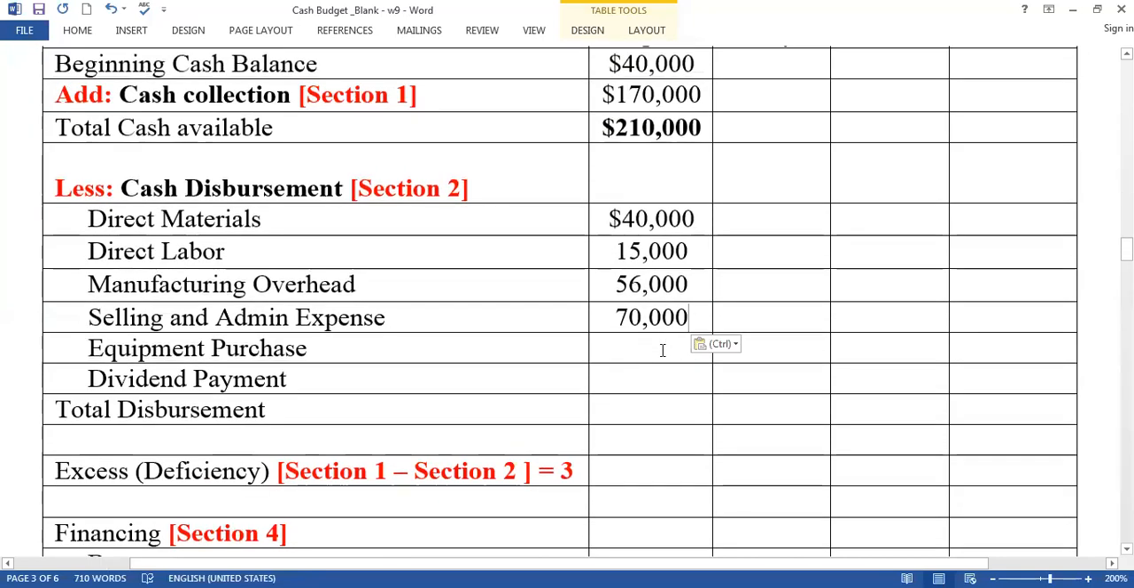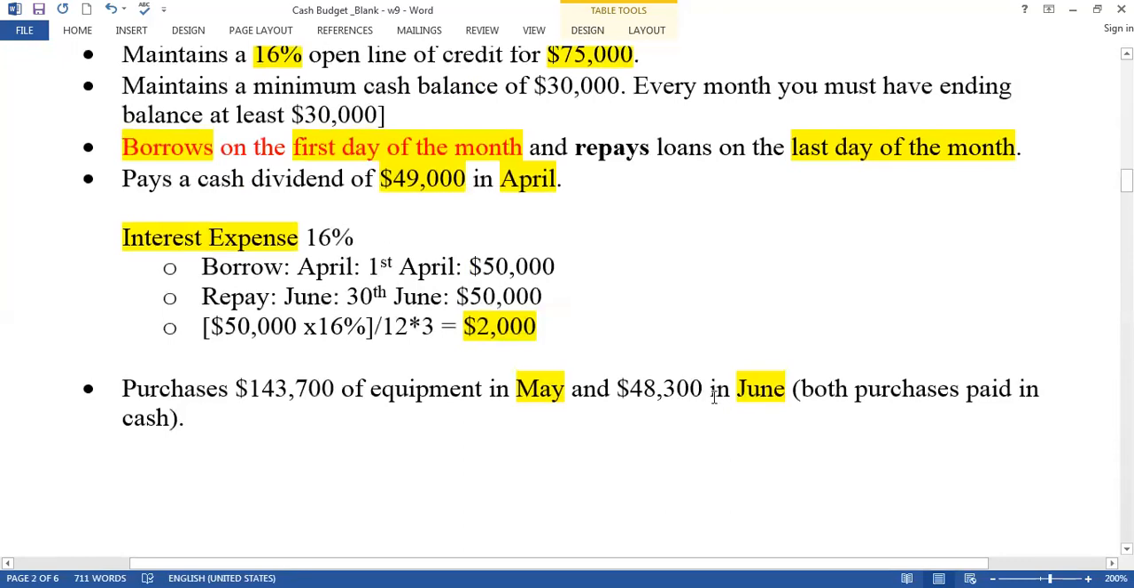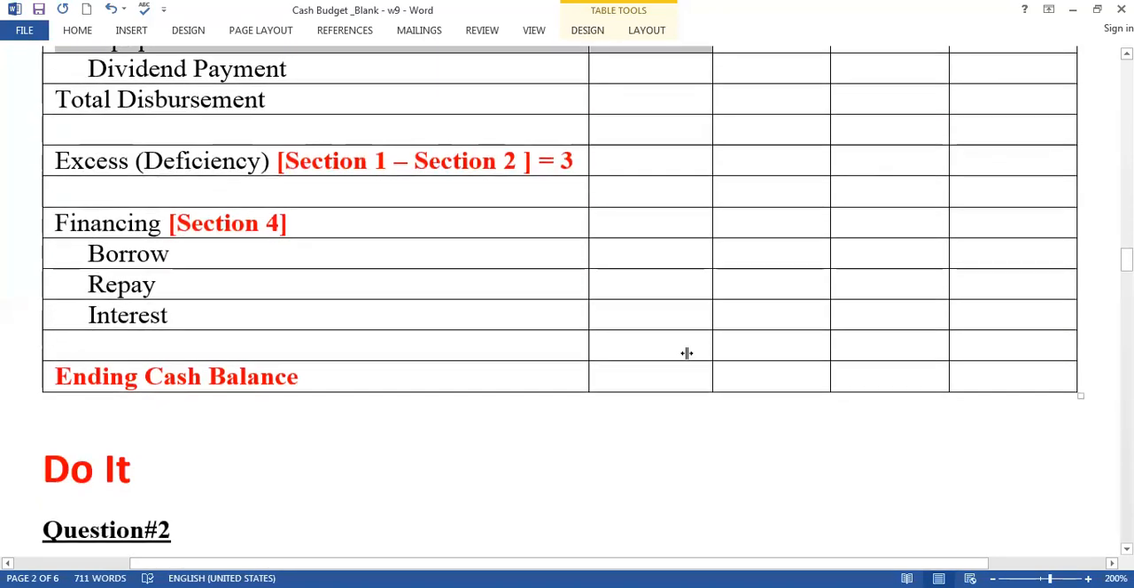According to this question, we did not buy any equipment in the month of April. Can you remember? Because equipment is only for May and June. April does not have any equipment, okay?